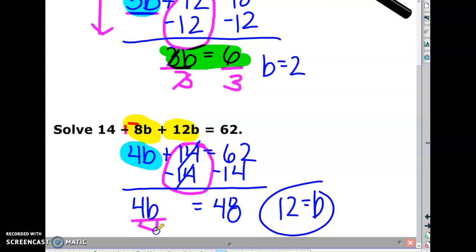Finally, my last step: to undo 4 times b, I'm going to divide this side by 4, and I'm going to divide this side by 4. And 48 divided by 4 is going to give me 12 for my answer.